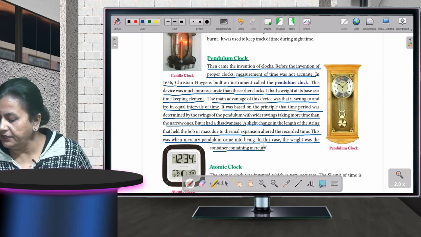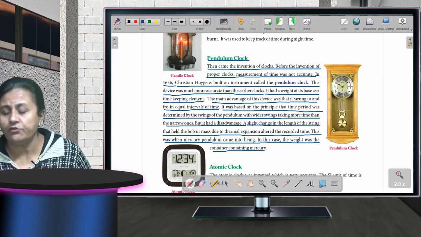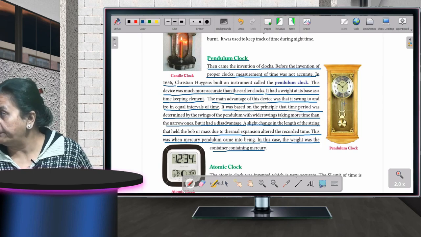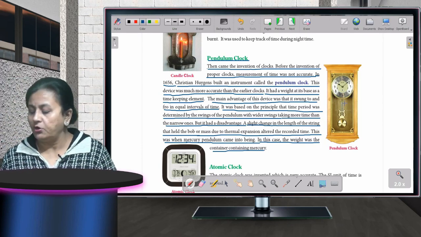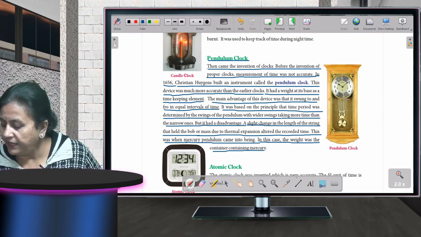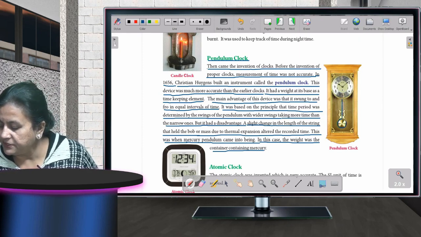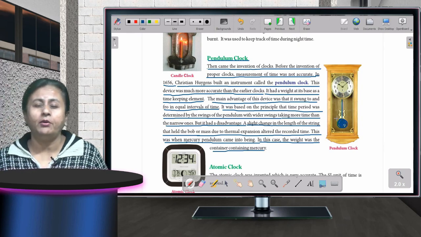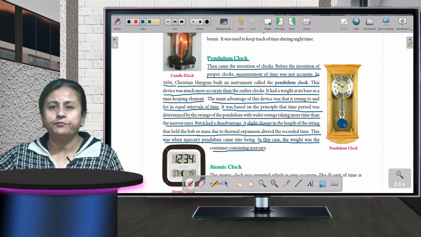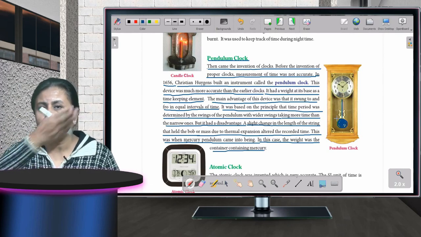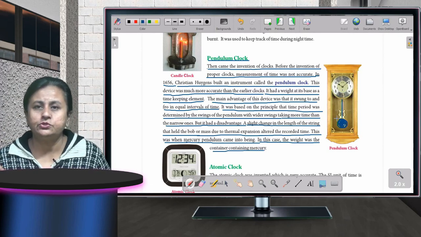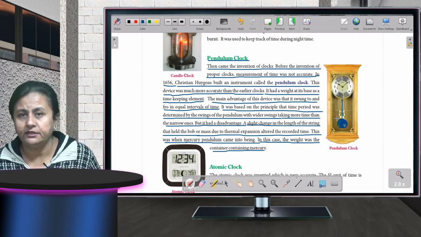See children, earlier, as you can see on your screens also, a pendulum clock is there. What happened in the pendulum clock? This clock is there, and here, as you can see, a bob is there. I'm highlighting it. You can see this is a bob, and it used to move to and fro like this. That way, it used to move and tell the time duration.